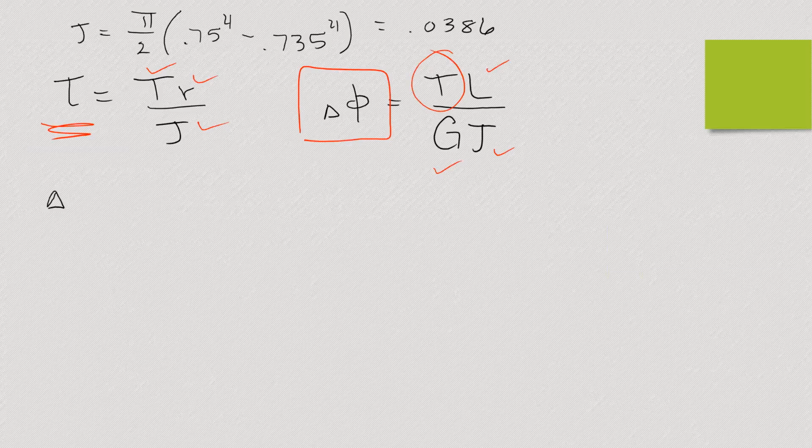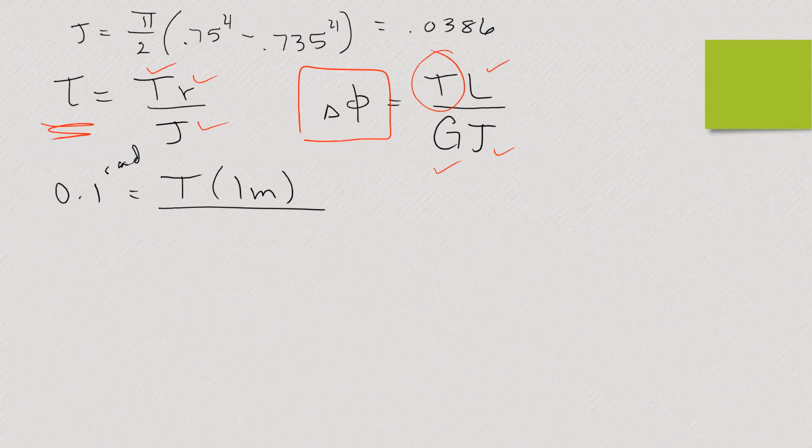Okay, so we can say that delta phi, actually we need to plug in a number for that. This should be 0.1 equals T times 1 meter. And remember, this is 0.1 radians. If we were given the answer in degrees, we'd need to convert that to radians. Then we divide by GJ.